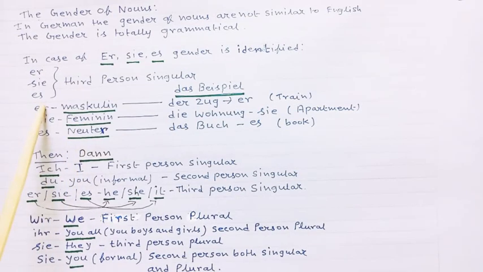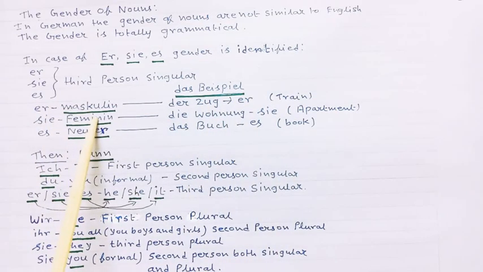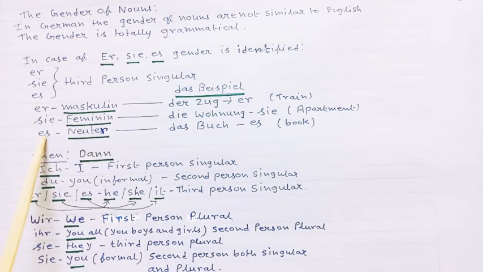Now, er: der Zug. It is a masculine noun, er, train. Sie, feminine: die Wohnung, sie, apartment. Es, neuter gender: das Buch, es, book.